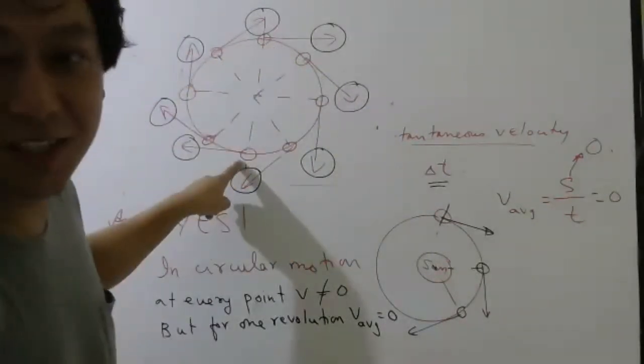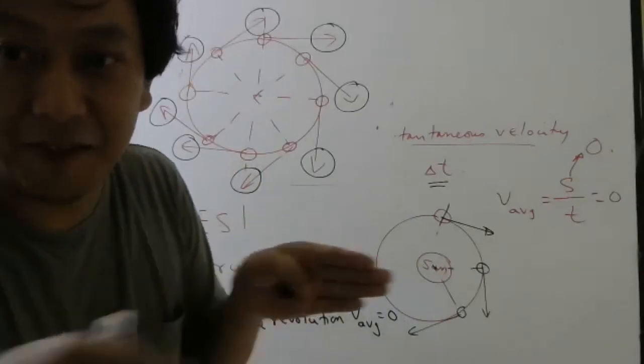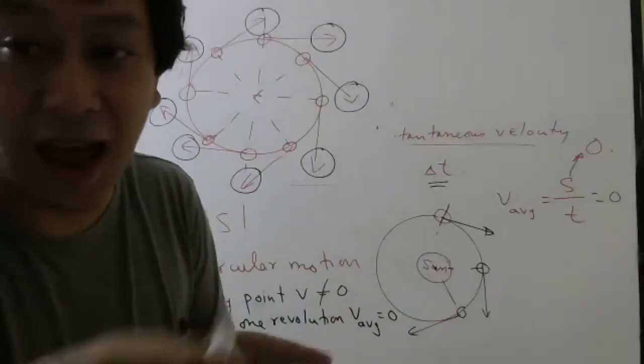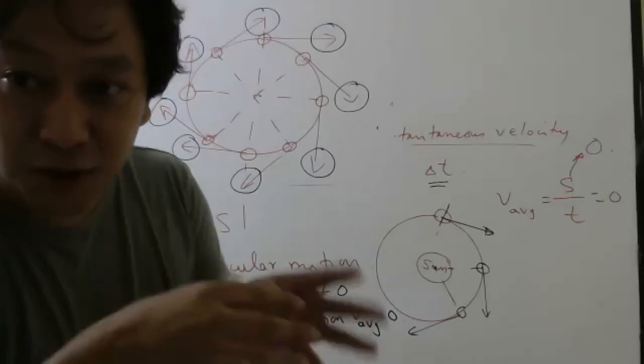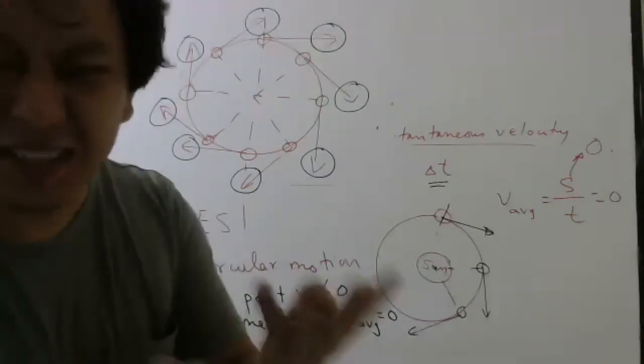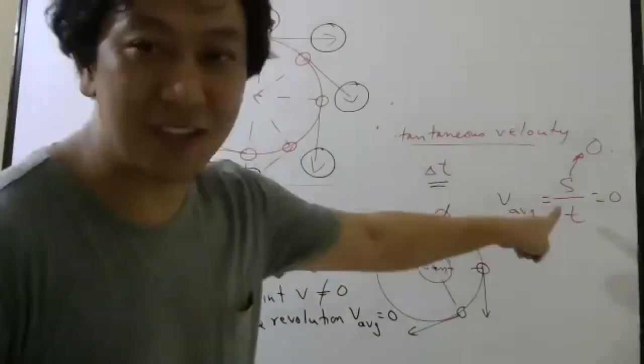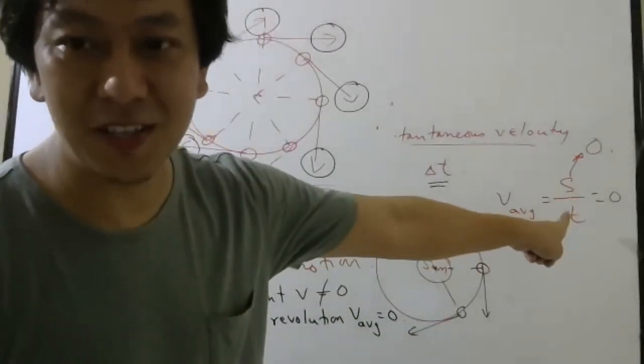a negative velocity also. So when you take the average, you have to add all the velocities and divide by the number of instants. If you do that, you will get 0. Easy way to understand. Of course, this is more easy to understand. Yes or no?